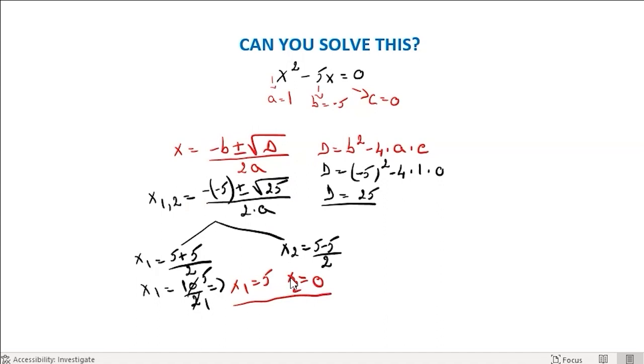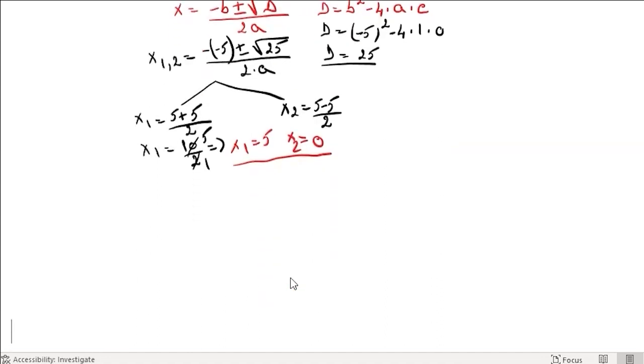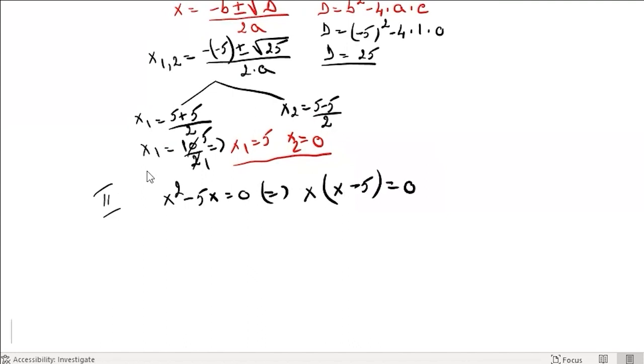Another method that we can use is factorization. We can solve this equation by having it written as x common factor, x minus 5 equals 0.